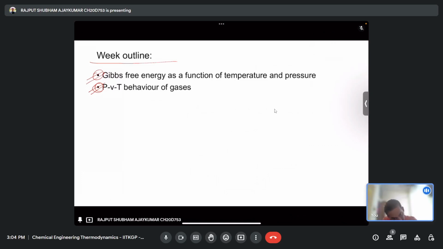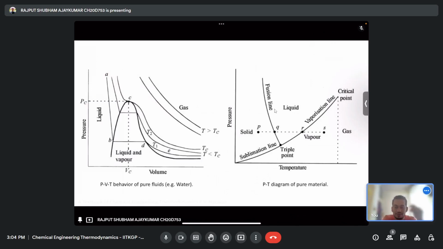But as of now, we'll be discussing the PVT behavior of the gases and some of the isotherms and the temperature diagrams for the same, as well as what the Gibbs free energy is. So this content has already been covered in week 3. What I will show is just the basic outline, how to identify PVT behavior of the gases and what the specific terms mean.